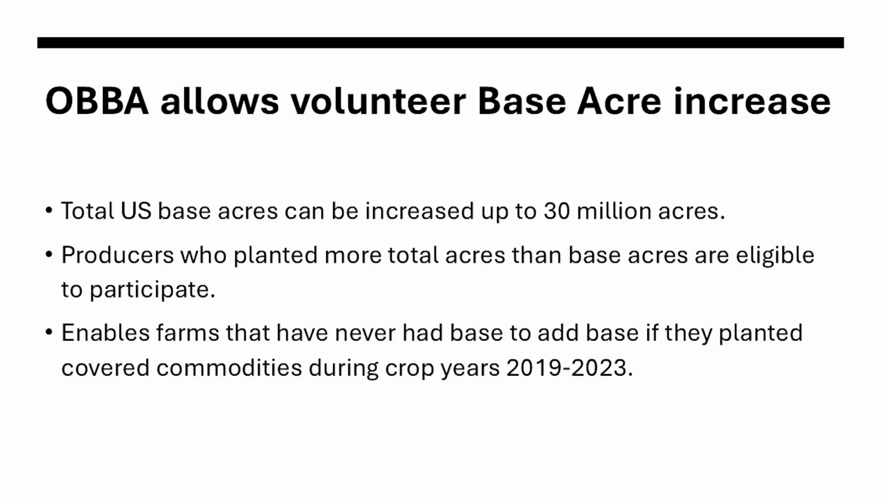So for producers that planted crops 2019 through 2023, if they have no base, they can add base to their farm. And for those producers that planted more than the base that they currently have, they could potentially increase the base on their farm. So this allows those to get a safety net that didn't have one before, and for those producers that have had to grow and expand to get a little bit larger safety net. Of course, there's a cap on that, 30 million acres total, and if the demand exceeds that, then there will be a proration in place.